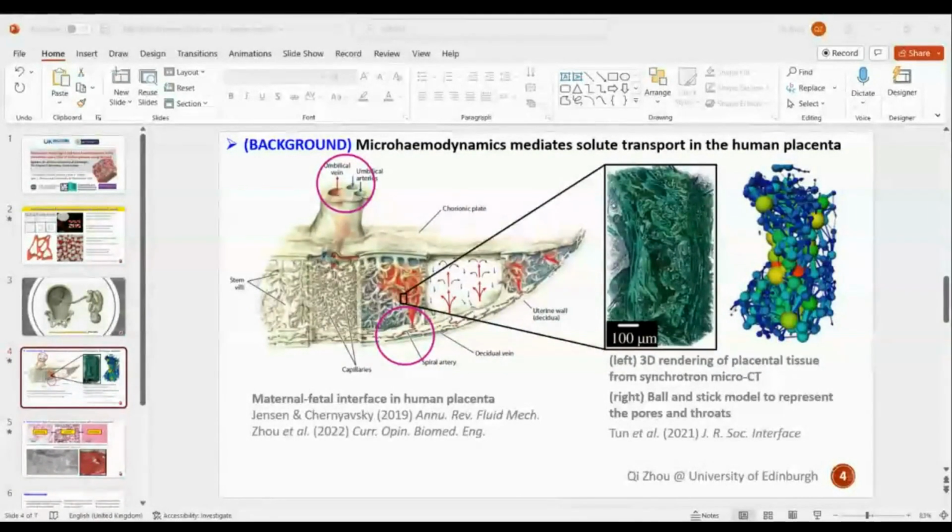Yeah, that's a very, very interesting question. Actually, already the single domain simulation is very complicated because you will have different boundary conditions, and also the flow rate and the hematocrit. Hematocrit means the volume fraction of the red blood cells, which is very different at the fetal side and the maternal side.